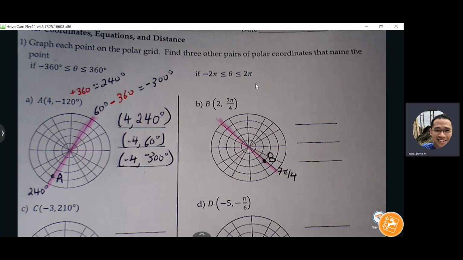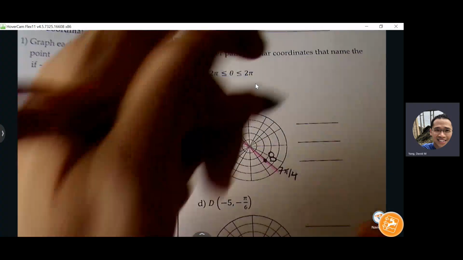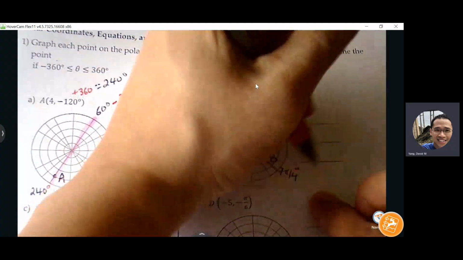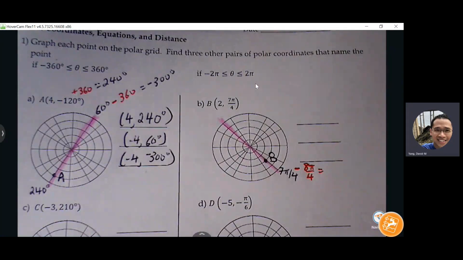Okay. So what's another variation of 7 pi over 4? Subtract what? 2 pi. So I'm just going to match common denominators there. Subtract 2 pi, same thing as minus 8 pi over 4.